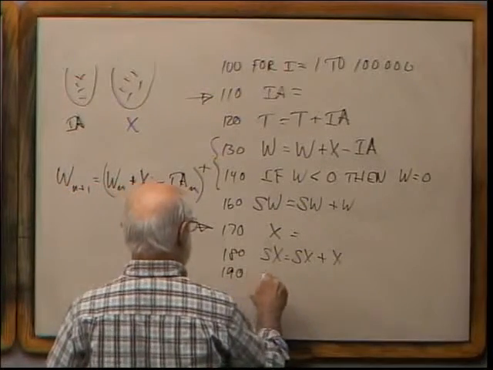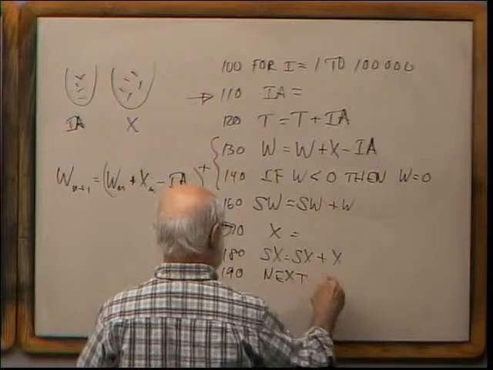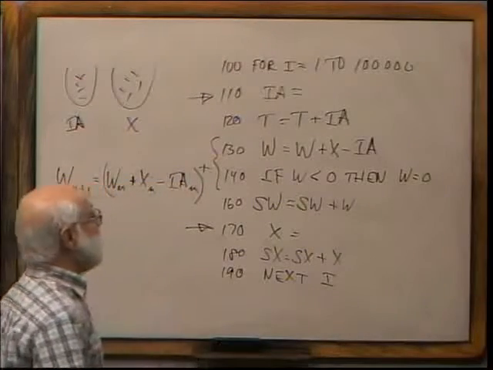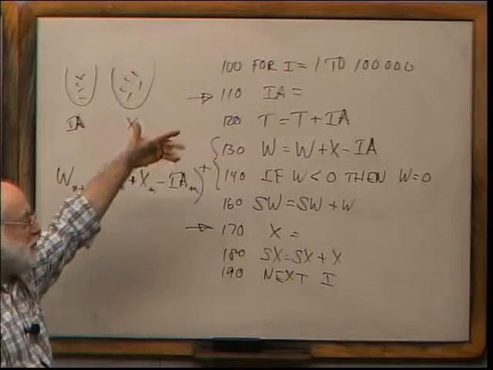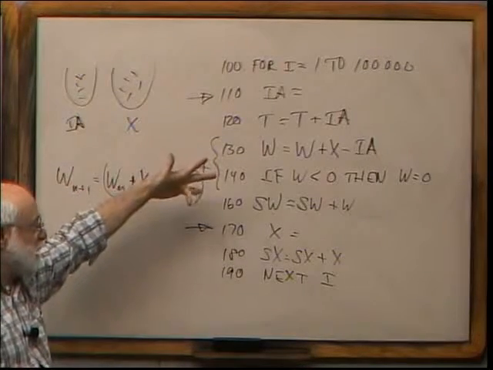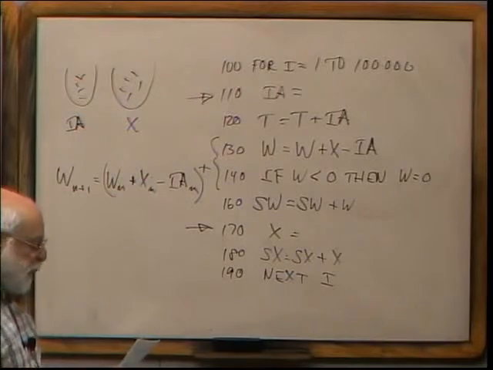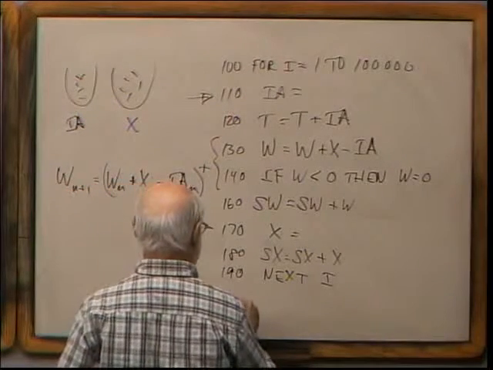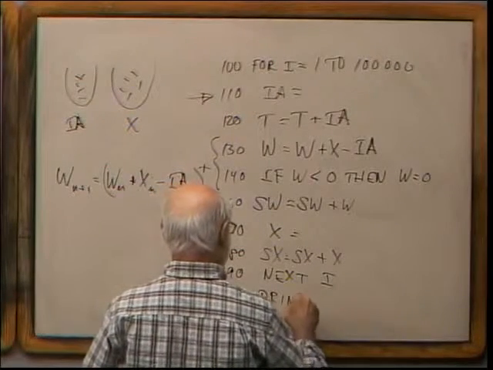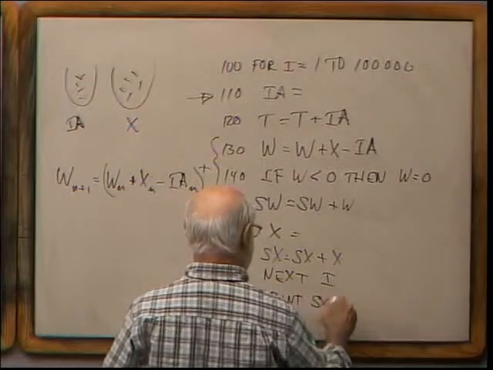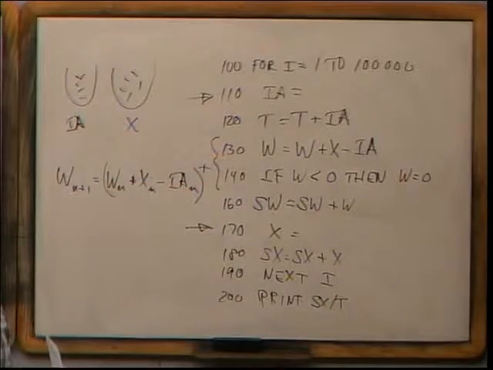next I. So I run through this loop 100,000 times, and I generate 100,000 inter-arrival times, 100,000 waiting times, 100,000 service times, and then I compute my statistics. So I'm going to print 200. So I'm going to print, first of all, Sx over t. That's the utilization, the sum of all the service times divided by the sum of all the inter-arrival times.